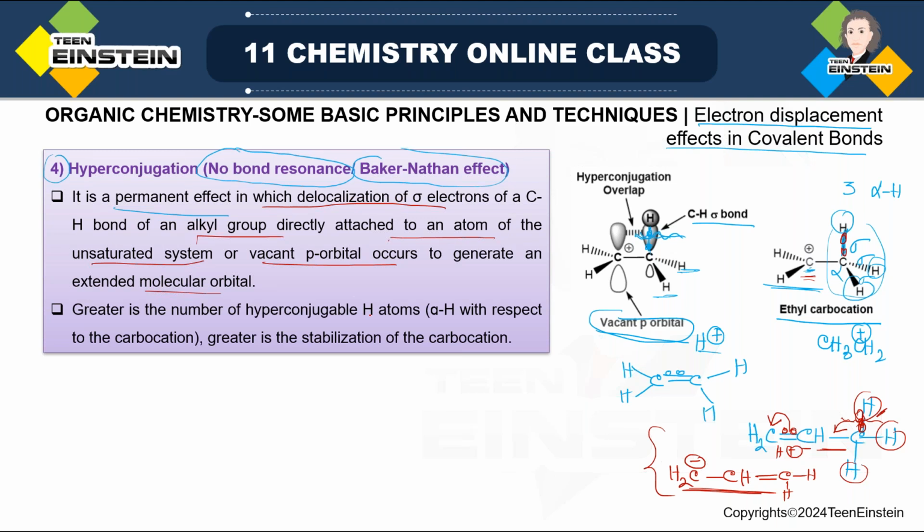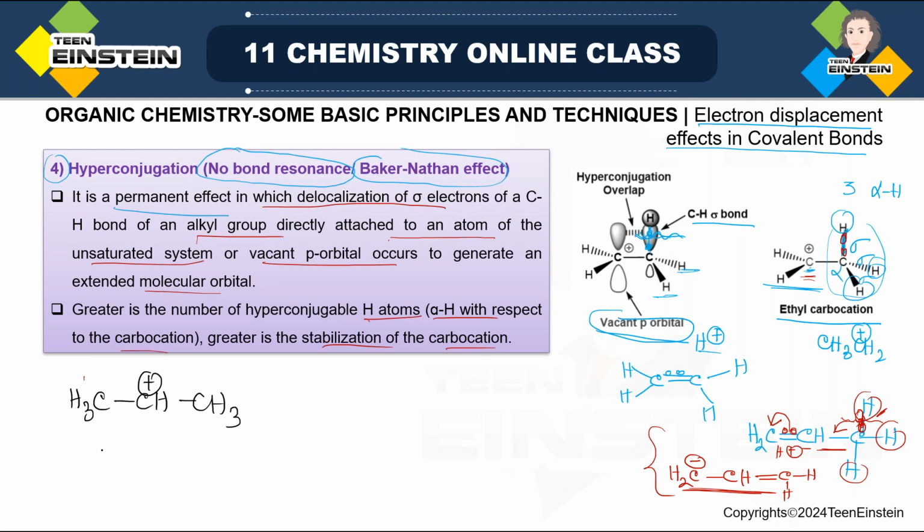Greater is the number of hyperconjugable hydrogens, which is nothing but alpha hydrogens with respect to the carbocation, or you can say with respect to the unsaturated system, greater will be the stabilization of that system or carbocation. Fine. So here are two examples we have seen. One more example we can consider, where again we will draw some carbocation. Now the carbocation is like this.